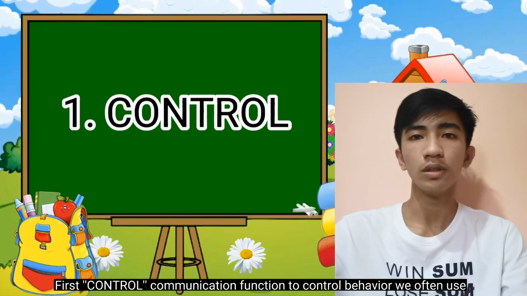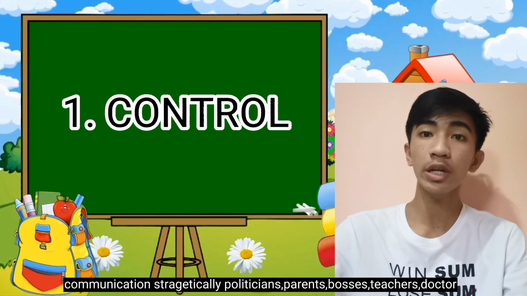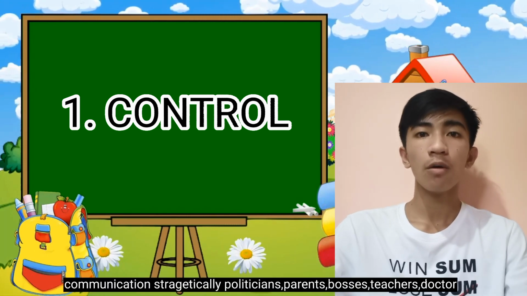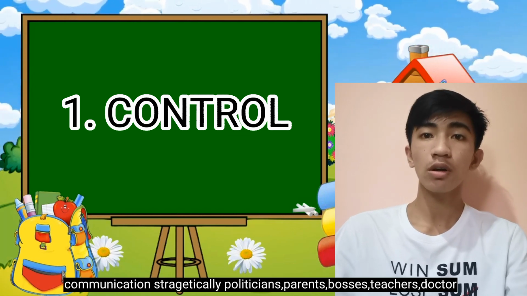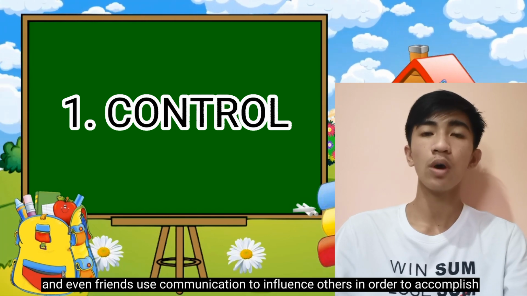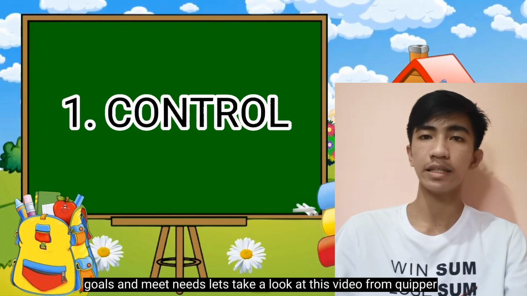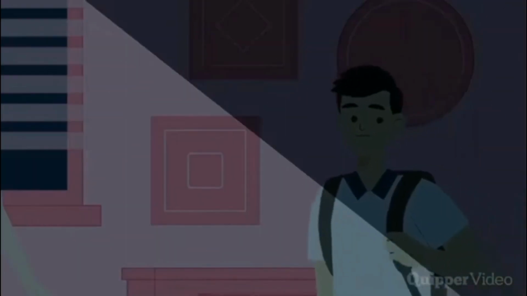Let's go. First, control. Communication functions to control behavior. We often use communication strategically. Politicians, parents, bosses, teachers, doctors, and even friends use communication to influence others in order to accomplish goals and meet needs. Let's take a look at this video from Kuiper.